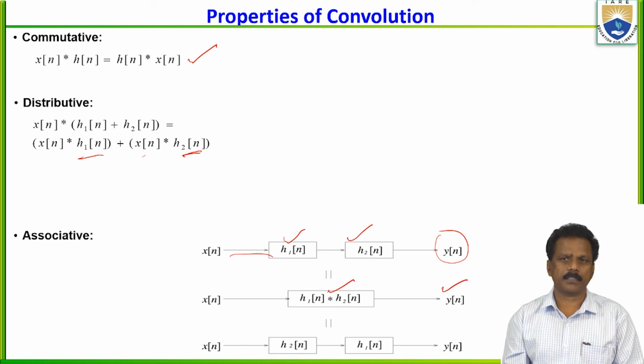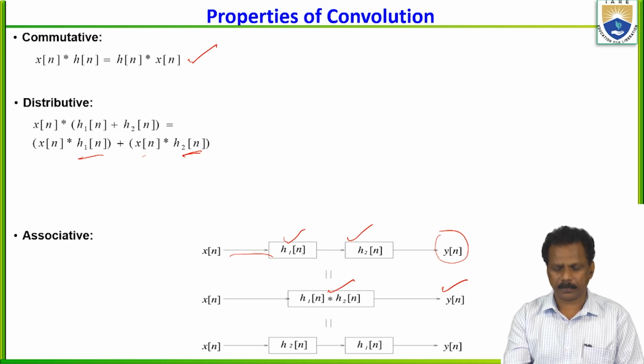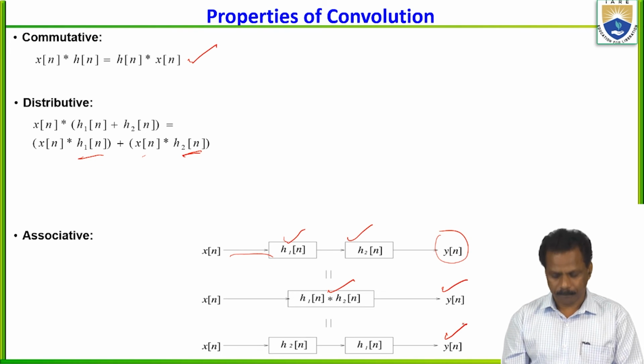Okay, next, where x of n is fed to h2 of n, given that h1 of n, both are associated, we will expect that the output response is y of n. Like this, these are the popular properties while you are using convolution.